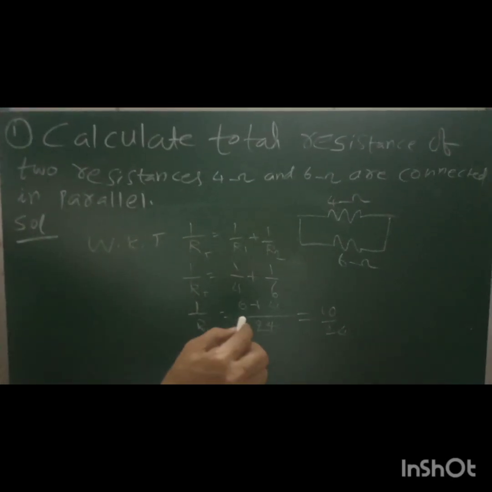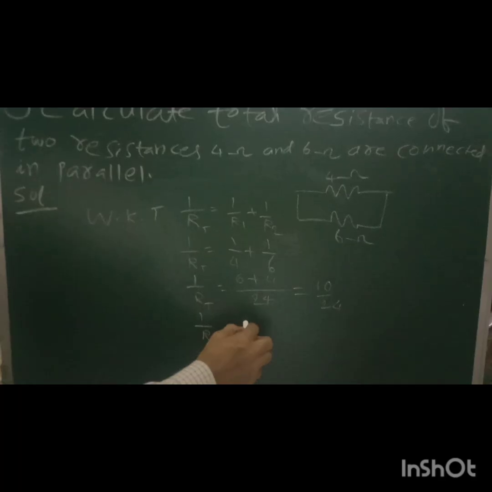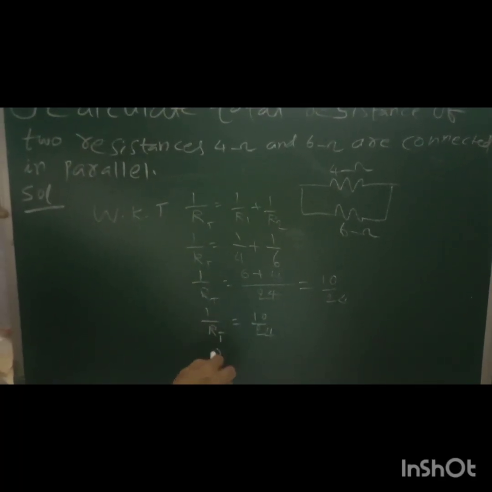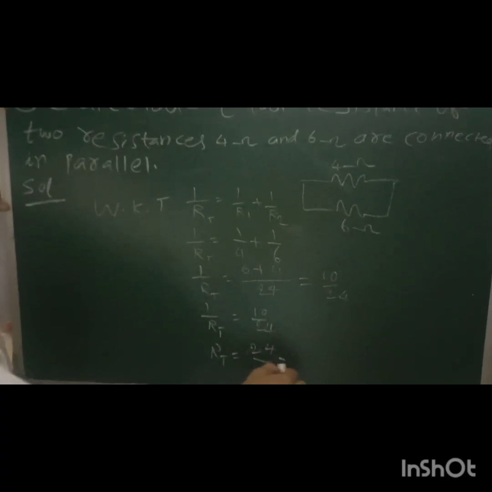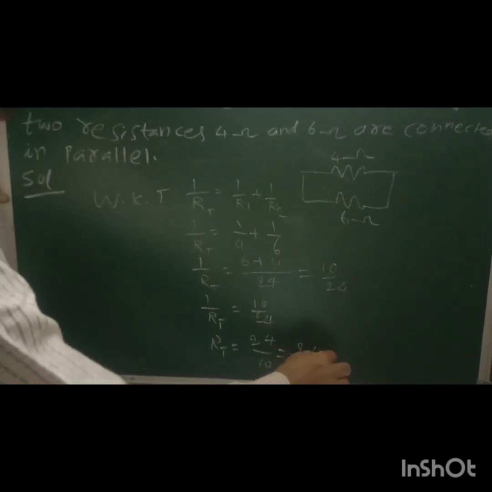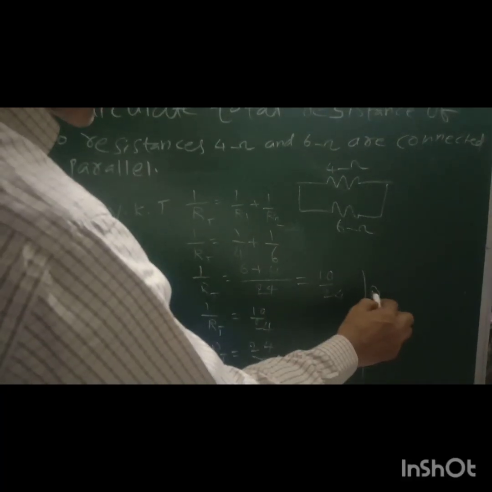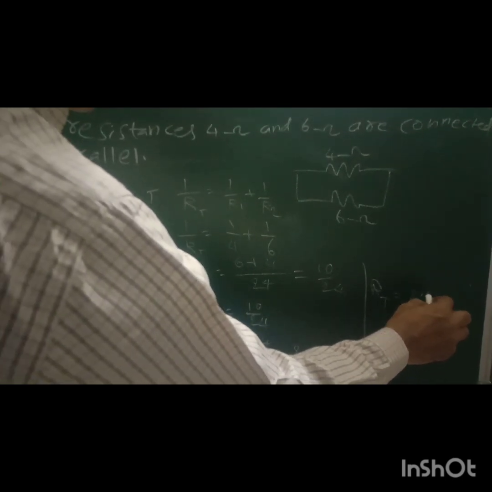We want total resistance, so 1 by RT is equal to 10 by 24. Taking the reciprocal, RT is equal to 24 by 10. 24 by 10 means 2.4 ohms. So the total resistance of 4 ohm and 6 ohm connected in parallel is equal to 2.4 ohm.